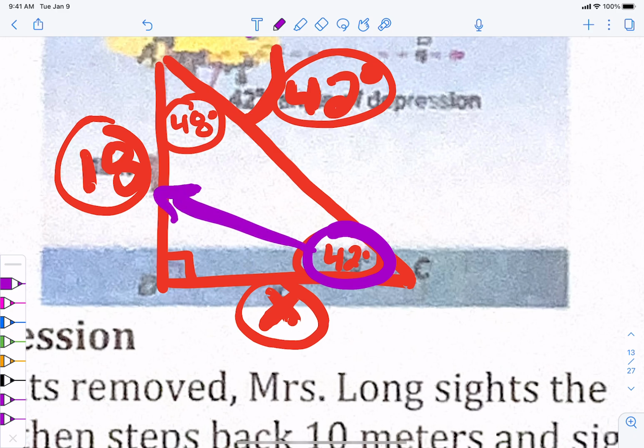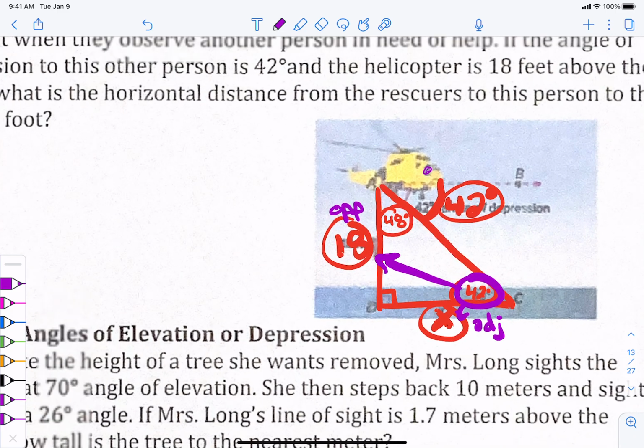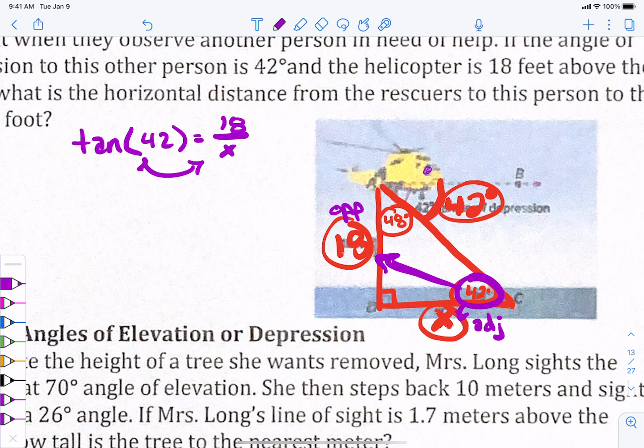What is 18 in relationship to that? Opposite. And x is adjacent. So we're going to use tangent. Tangent of 42 equals opposite over adjacent, so 18 over x. And what do we do with the x in the bottom? Switch the two. Divide. So x is 18 divided by tangent 42.